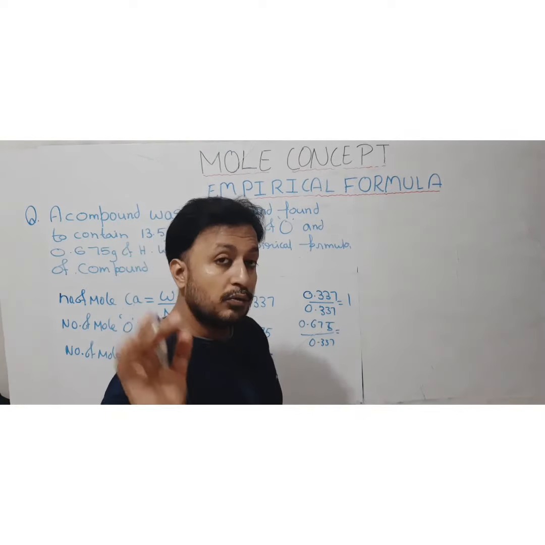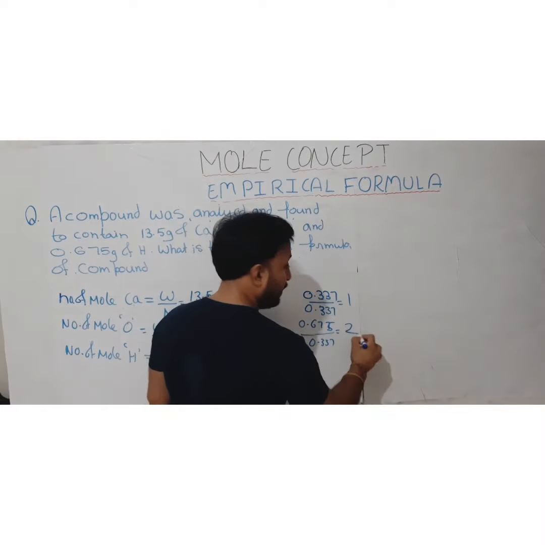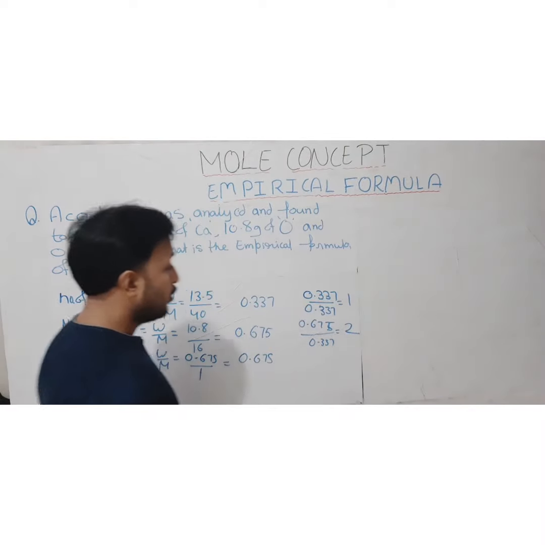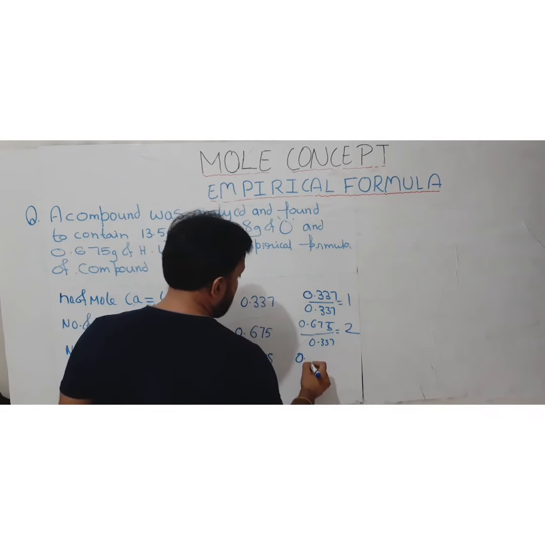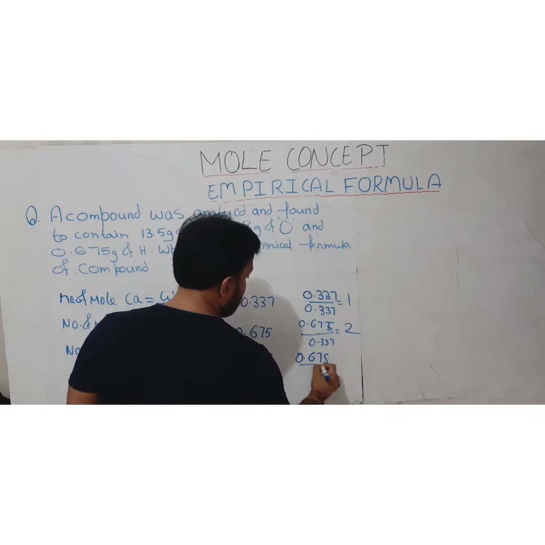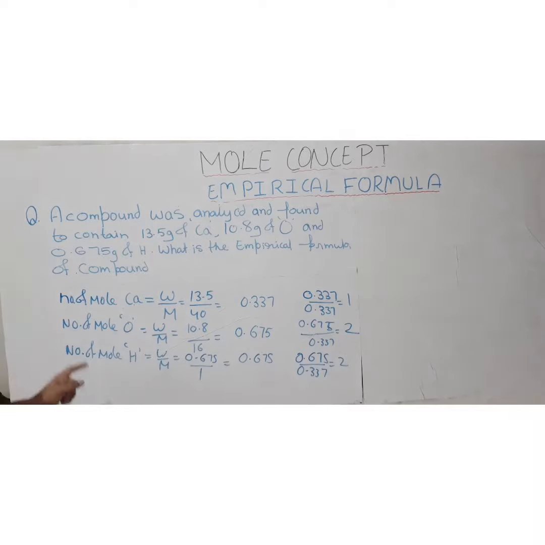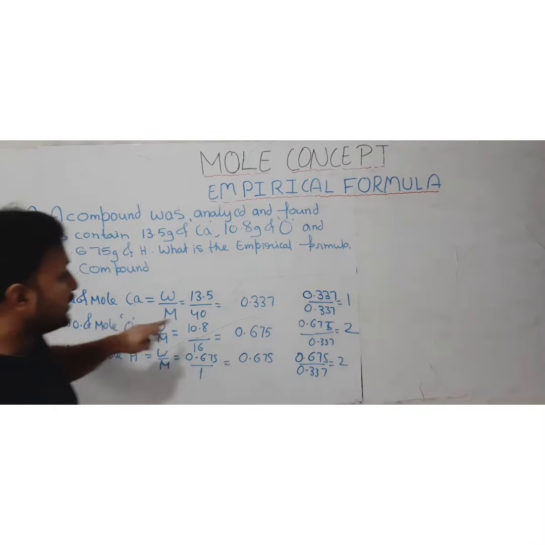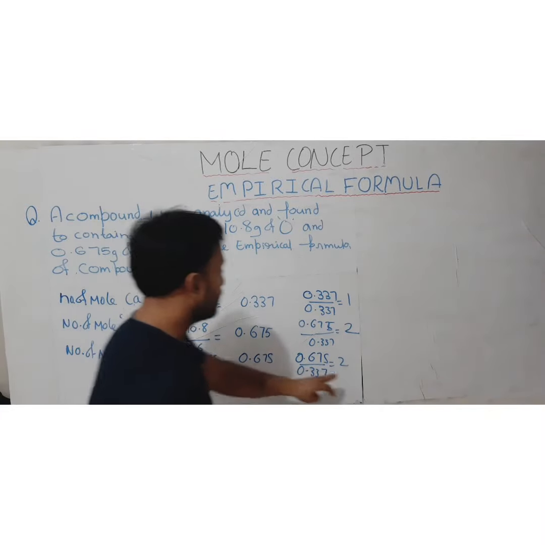So we have to round off the value here. We are going to take the simplest whole number value, so it is going to be equivalent to 2. Then for the other value, 0.675 divided by 0.337 is equivalent to 2. When you use this value, now you have all the simplified values with you. Calcium is coming 1, oxygen is coming 2, and hydrogen is coming 2.